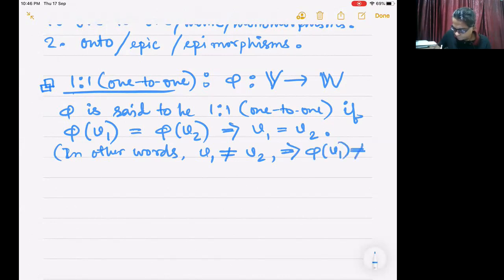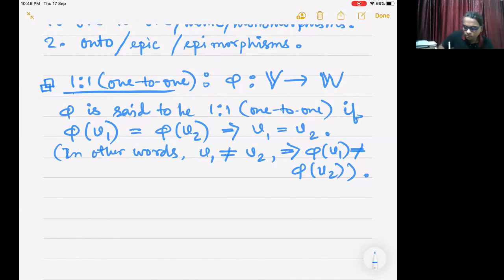So if v1 is not equal to v2, then phi v1 also is not equal to phi v2. Meaning distinct things will get mapped to distinct things. That's why they're called one-to-one. One thing goes to only one. It's not many to one. Not too many different things can go to the same thing. Only one thing will go to one thing. Okay?